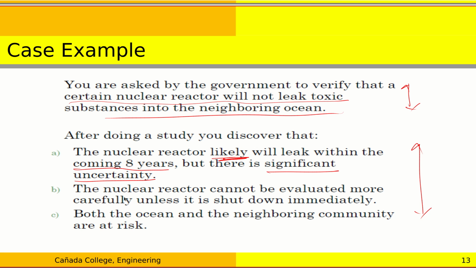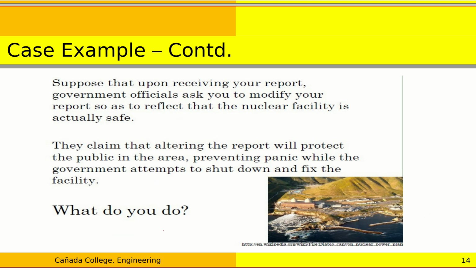Then the nuclear reactor cannot be evaluated more carefully because it is still in operation, so it requires to be shut down immediately to really make a good assessment. And if it does leak, both the ocean and the neighboring community are at risk. So now the government receives your report, and officials say you need to modify your report so as to reflect that the nuclear facility is actually safe. And they claim that altering the report will protect the public, it will prevent panic, and during that time they can actually go down, shut it down, and fix the facility. So the question is, what do you do?